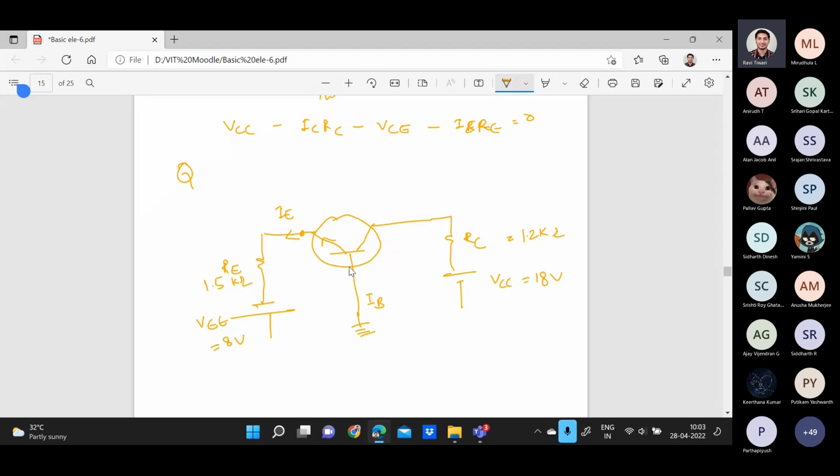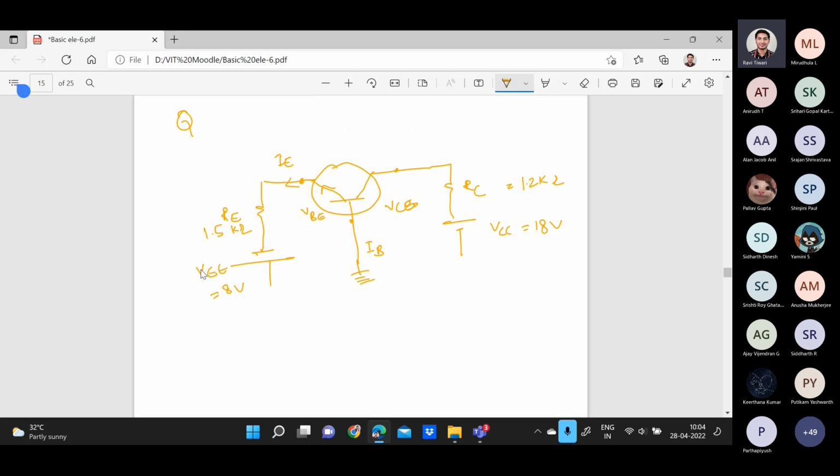The voltage across E to B you have to assume as VBE. Okay, this voltage you have to assume as VBE. They will not specify, you have to assume here, right? Same thing between B to C, you have to assume as this is VCB. After that, you can apply the KVL.